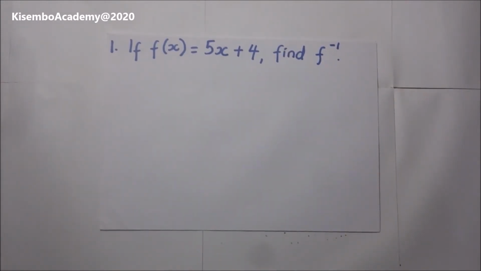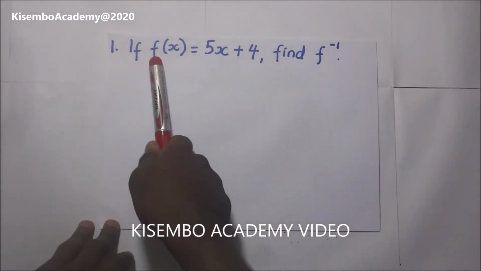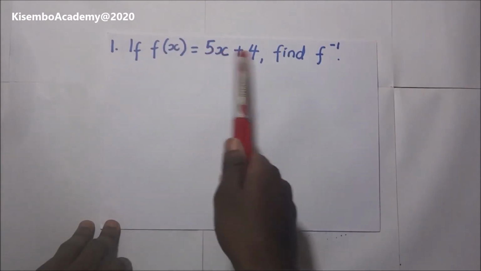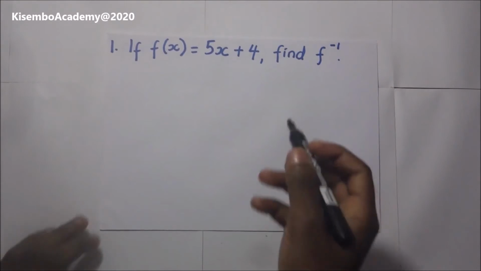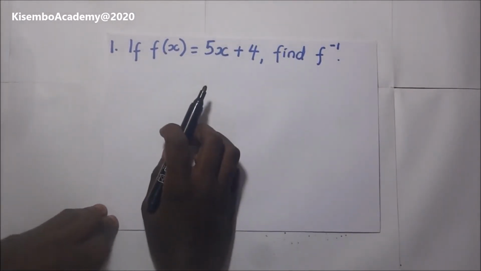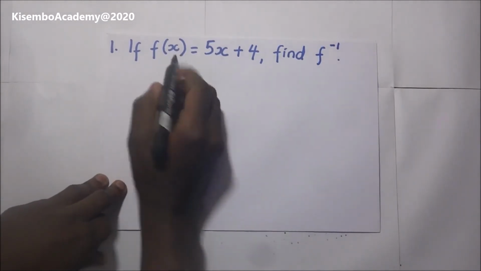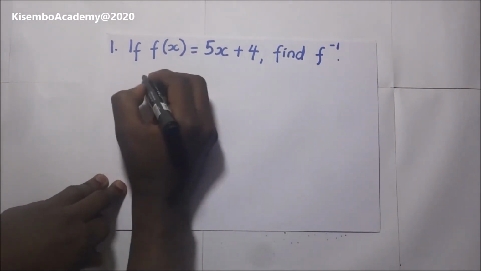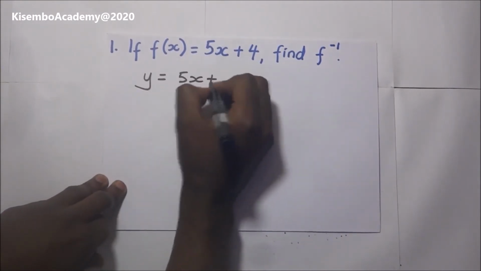So in these next few examples, we are just going to show how we can algebraically, or by calculation, get the inverse of a function. In our question right here, if the function f, where x is the input, is given by 5x plus 4, find the inverse of that function f. We start by acknowledging this f of x. Let's call f of x y. So y is going to be equal to 5x plus 4.